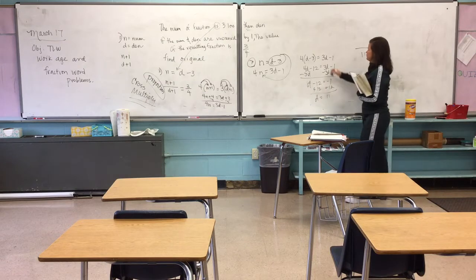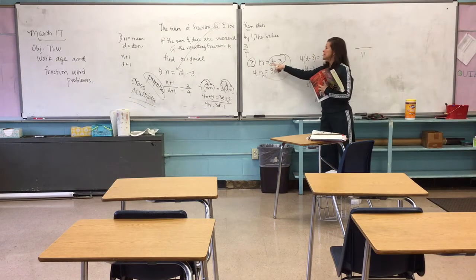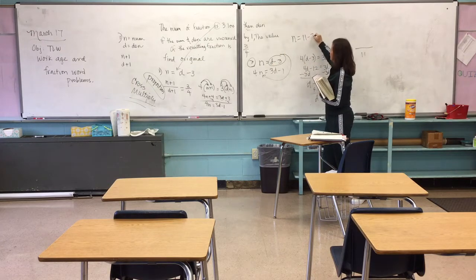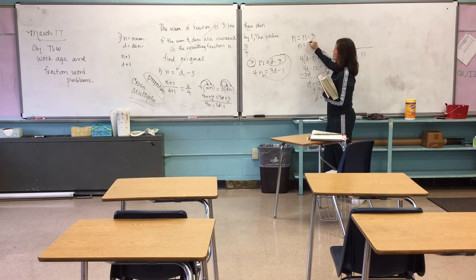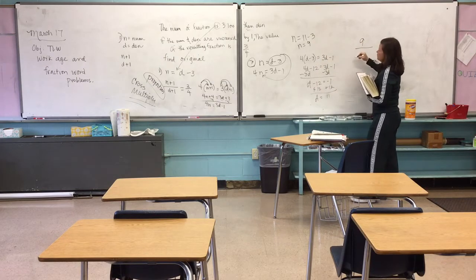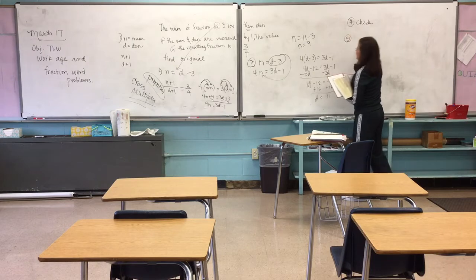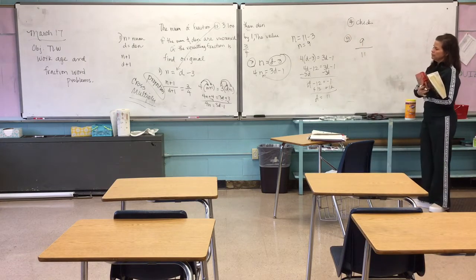Got to find the numerator. Stick your D right there. N equals 11 minus 3, n equals 9. Step 4 is to check. And step 5 is to state the answer. This is our original fraction.